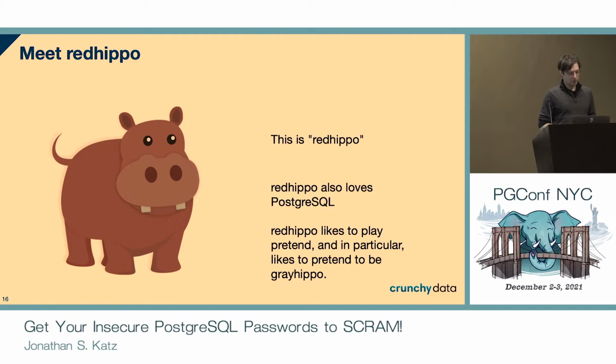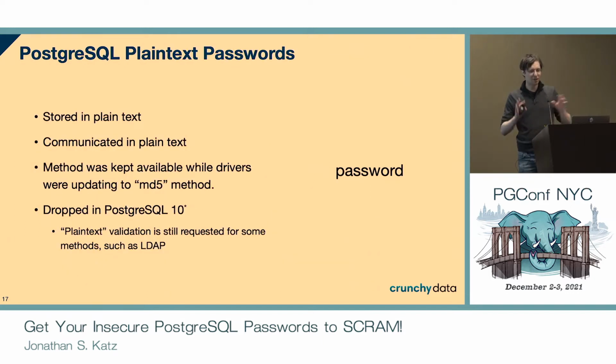We also have Red Hippo. Red Hippo is a friend of Gray Hippo and also loves Postgres, but Red Hippo is a little mischievous. Red Hippo likes to play around with Gray Hippo and kind of wants to be Gray Hippo. So we've got to watch out for Red Hippo. Red Hippo might be doing some nefarious things. Maybe not in a bad way, but Red Hippo is a little mischievous.